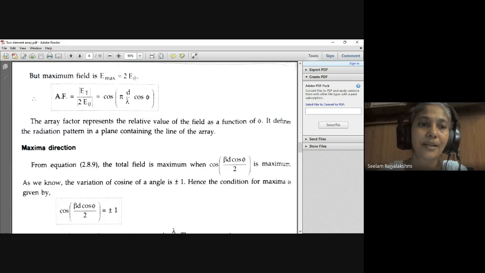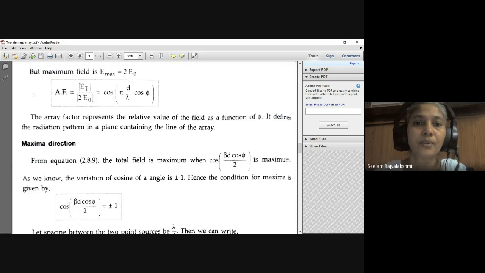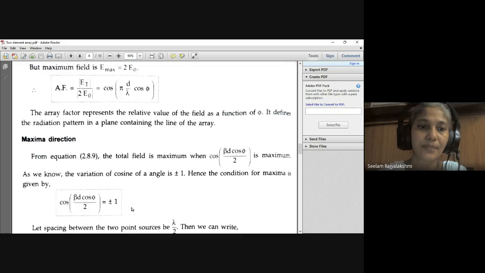Now we will see the maxima direction. From equation number 9, the total field is maximum when cos(β d cos φ / 2) is maximum. As we know, the variation of the cosine of an angle is plus or minus 1. Hence the condition for maxima is given by cos(β d cos φ / 2) equals plus or minus 1.